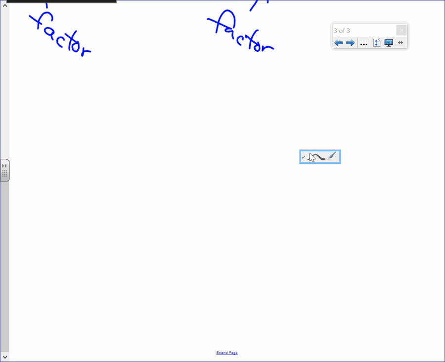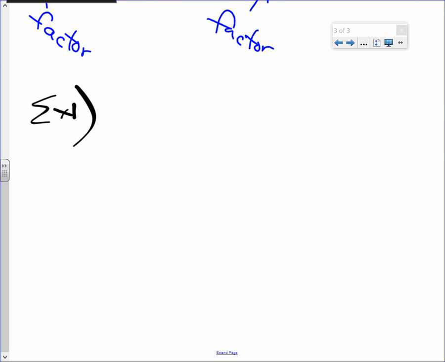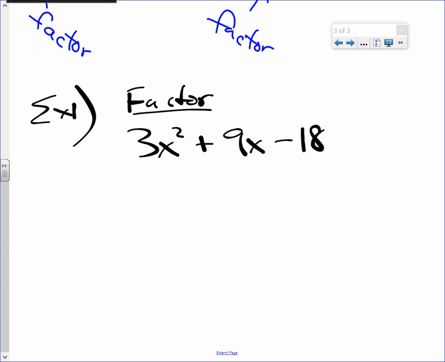Example 1. Here we go. So here's a silly example of black shoes. Watch this one now. Let's get into second gear. 3x squared plus 9x minus 18. Let's factor this puppy. Take another black shoes example.